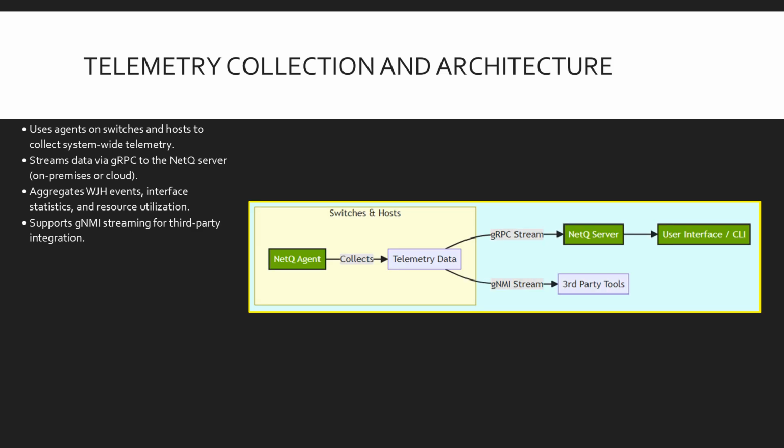Now let's look at how NetQ gathers intelligence. It utilizes lightweight agents installed directly on your switches and hosts. These agents monitor system configuration, interface performance, and resource utilization. Crucially, the agents aggregate specialized telemetry, such as What Just Happened events, and stream this data to the NetQ server using the efficient gRPC protocol. This architecture supports both on-premises and cloud deployments.